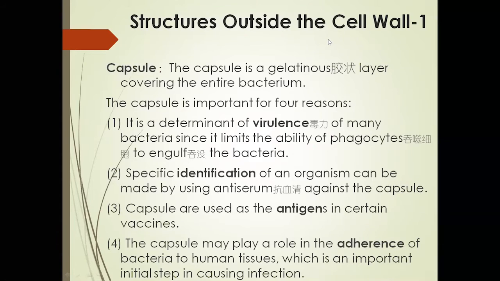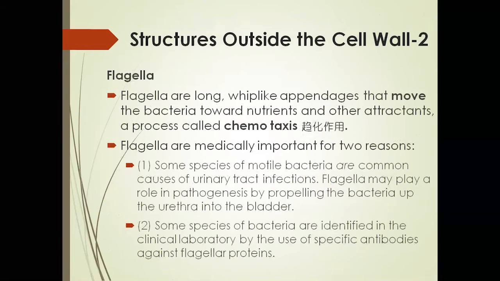For the outside of the cell wall, the first one we talked about is the capsule. And then we're talking about another two. The first one, right here. This one looks like a pretty long tail of the bacteria. Usually they are pretty long.